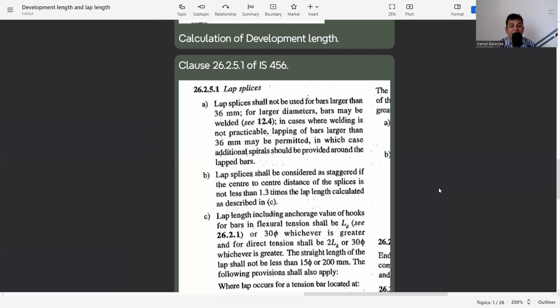So what is a mechanical coupler? It's a mechanical device to join two rebars or splice the two rebars. What is a mechanical coupler and what are its properties? I made a detailed video on that. Please check it there or in the description. You will get full information about the mechanical splices of reinforcement. So here the first point is lap splices should not be used for bars more than 36 mm.